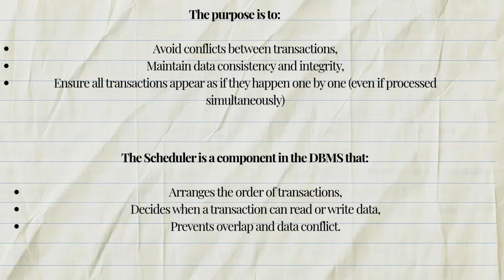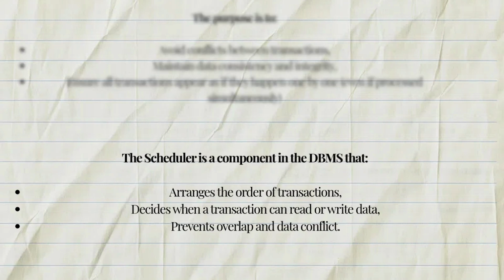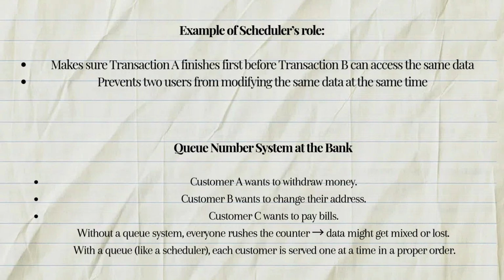avoid conflicts between transactions, maintain data consistency and integrity, and ensure all transactions appear as if they happen one by one, even if processed simultaneously. The scheduler is a component in the DBMS that arranges the order of transactions, decides when a transaction can read or write data, and prevents overlap and data conflict. For example, it makes sure transaction A finishes first before transaction B can access the same data, and prevents two users from modifying the same data at the same time.